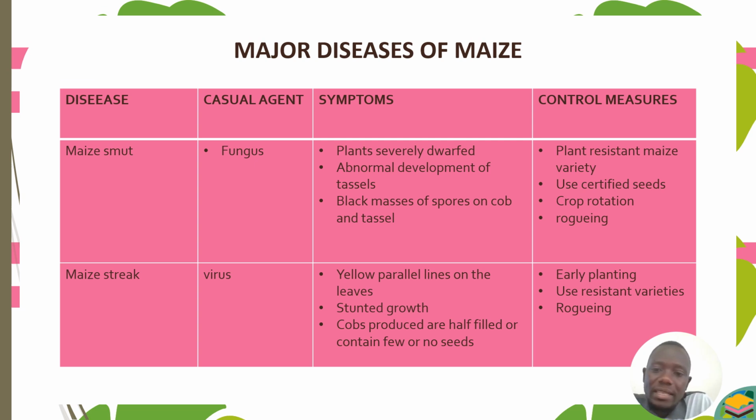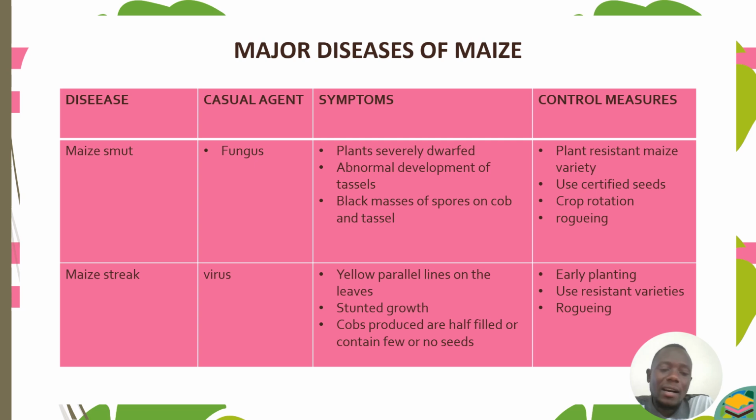Then let's look at some of the control measures of maize smut. We have to plant resistant maize varieties. There are varieties which are able to resist maize smut, so it is better to plant such varieties. Then use certified seeds. If you are using certified seeds, it means you are using seeds which have been proved to withstand such diseases. Crop rotation is also very important. It means you plant maize this year, next year you plant another crop, so that you kill the life cycle of maize smut. Then I've got roguing. This is removing the diseased plants and destroying them.